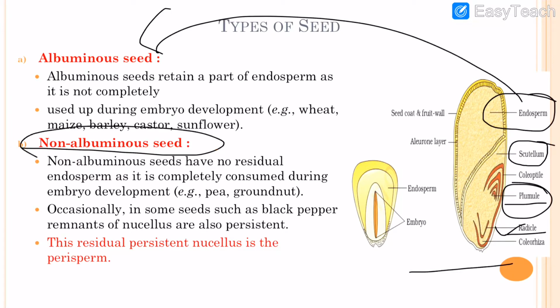So mostly dicot seeds are non-albuminous, whereas mostly monocot seeds are albuminous. But there are some exceptions. For example, castor is a dicot seed which has endosperm, so that's why it is known as an albuminous seed.